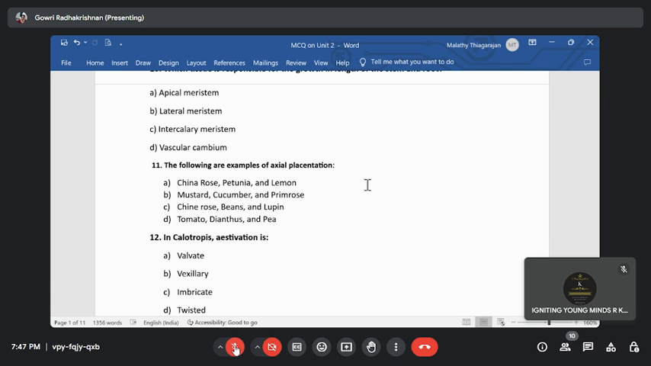The following are examples of axial placentation. Which one is the axial placentation? First of all, what is axial placentation? That refers to the arrangement of ovules within the ovary, where the ovules are attached to the central axis or column. So that type of placentation is called axial placentation. Now tell me.